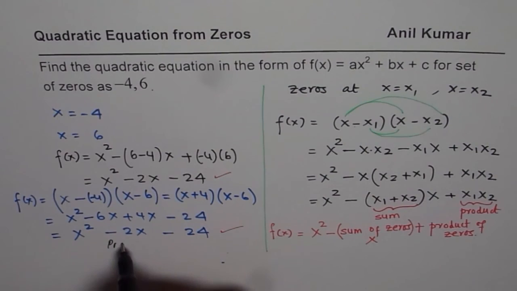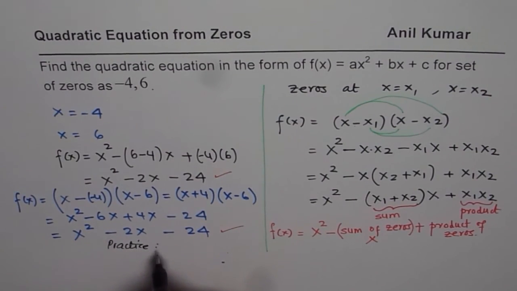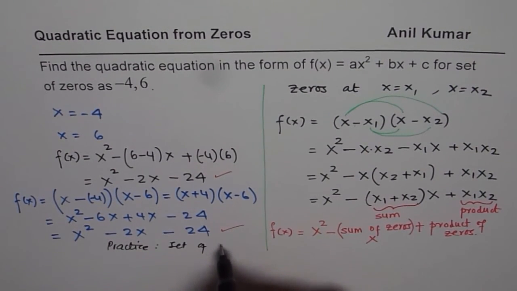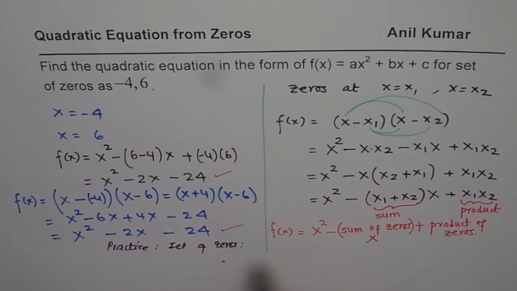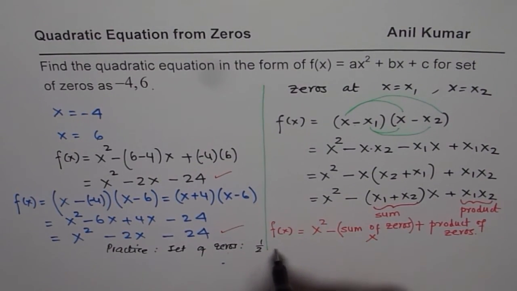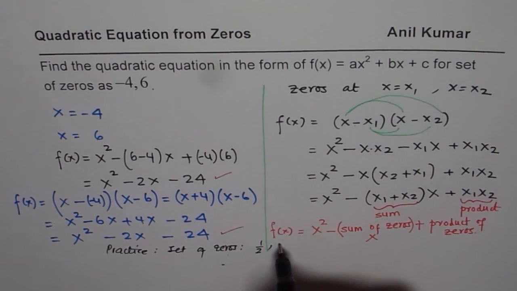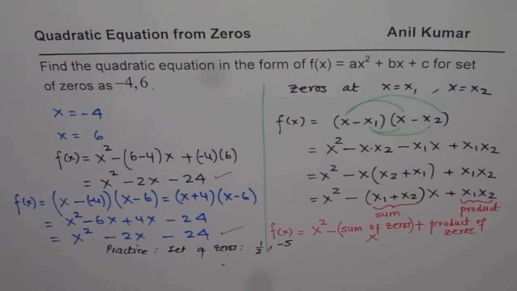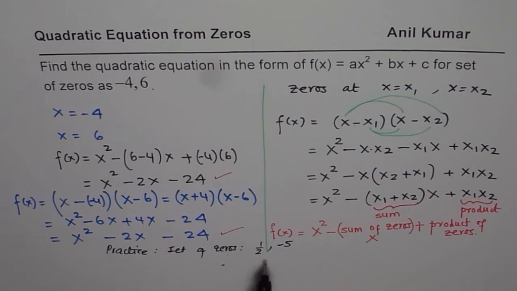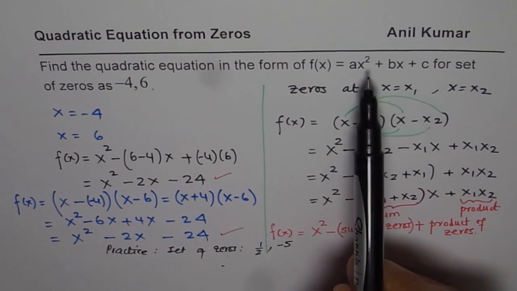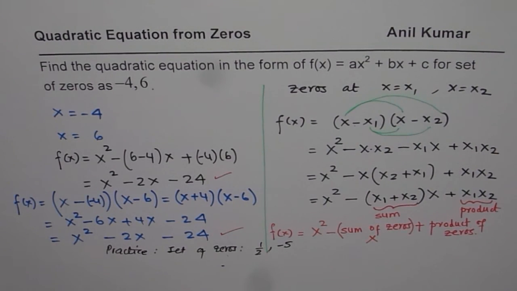So for practice, what you can take as a set of zeros, let us say we'll use fractions this time, is half and minus 5. If that is the set of zeros, write down a quadratic equation in standard form. So that is a practice question for you. I hope that helps.